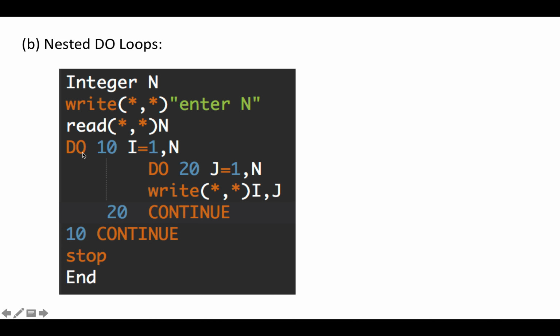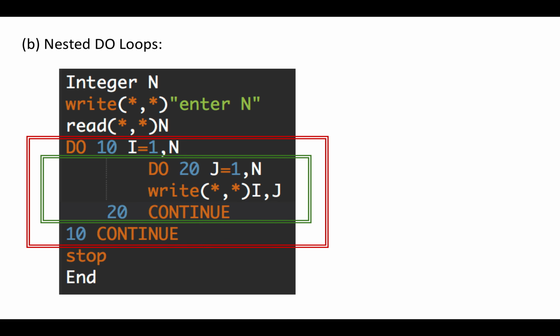So then I used an outer do loop, do 10 I from 1 to 10, and 10 continue. So simply this is the outer do loop, and in this outer do loop I have further nested another do loop inside this green box. Do 20 j from 1 to n, write I and j. So I have simply written I and j inside this inner do loop, and 20 continue. Alright, then stop and end.